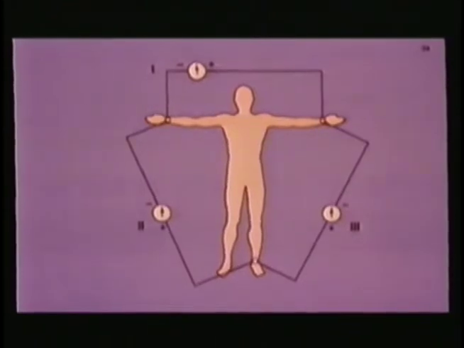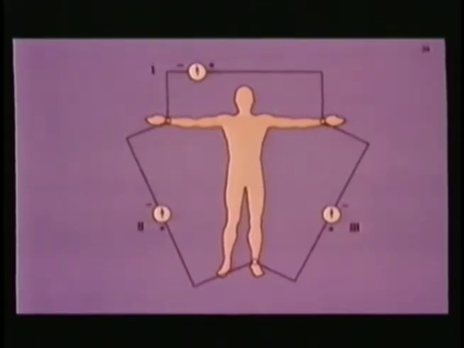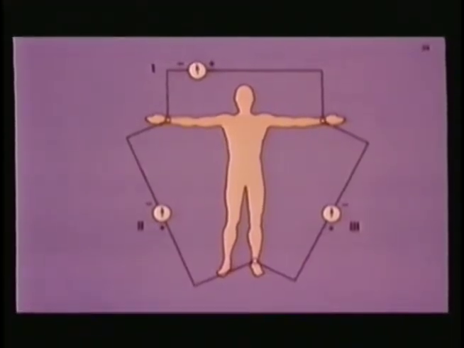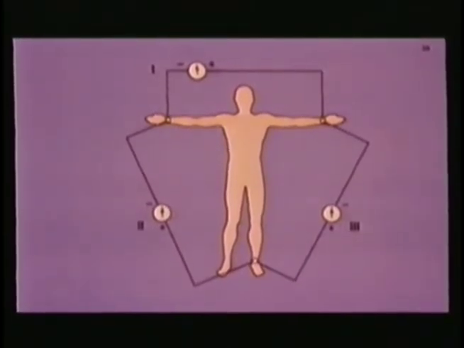34. We will first consider the bipolar leads suggested by Einthoven. Lead 1 connects the left arm with the right arm. The left arm is positive with respect to the right arm. Lead 2 connects the right arm with the left leg, and lead 3 connects the left arm with the left leg. The left leg is positive with respect to both arms.